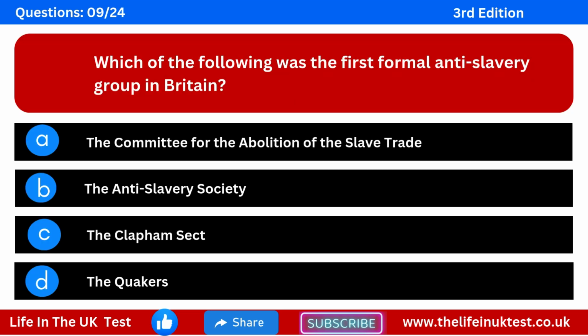Question 9. Which of the following was the first formal anti-slavery group in Britain? Option A, the Committee for the Abolition of the Slave Trade. Option B, the Anti-Slavery Society. Option C, the Clapham Sect. Option D, the Quakers.